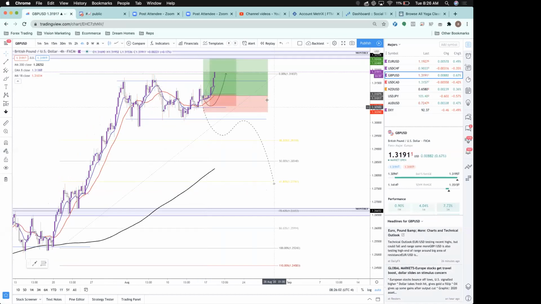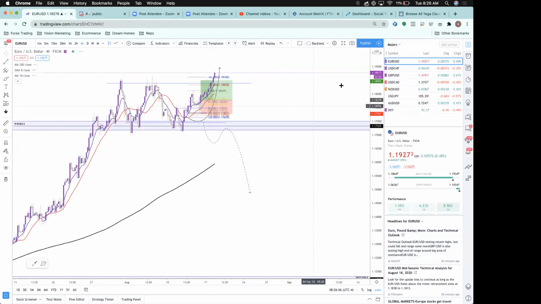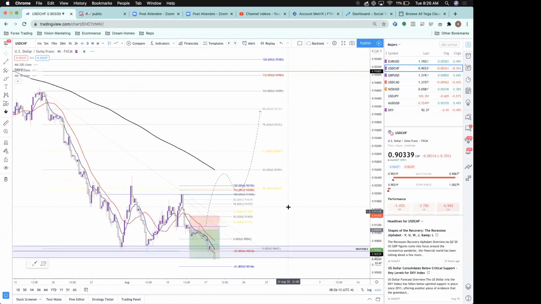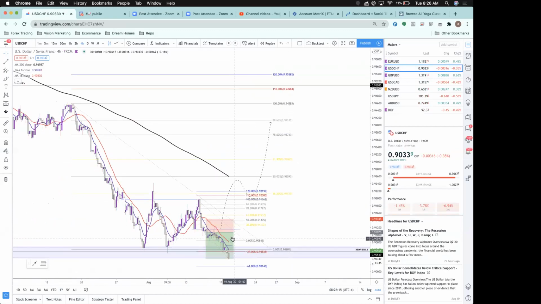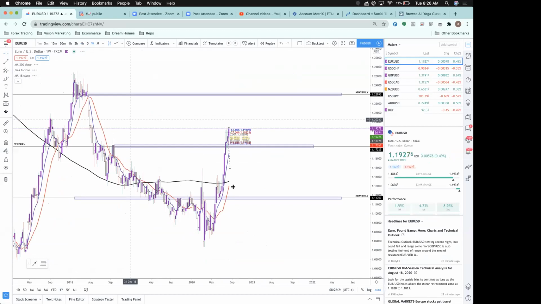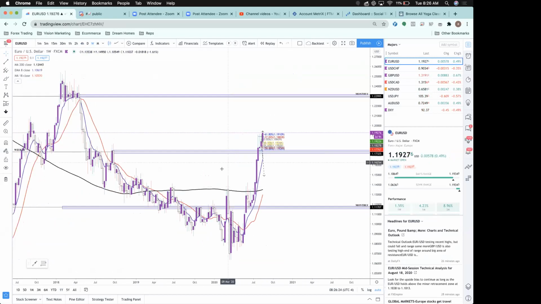We got GU flying here. I'm gonna go with EU. Oh wow, so everything is flying right now. USEP as well. These are some trades that we have been in. Wow. All right, so let's bump up and go over some analysis on these pairs.